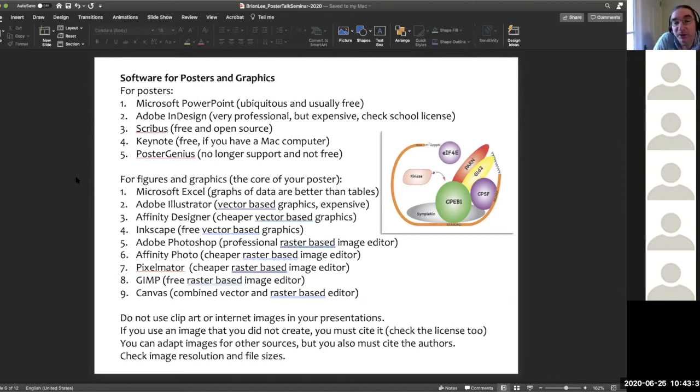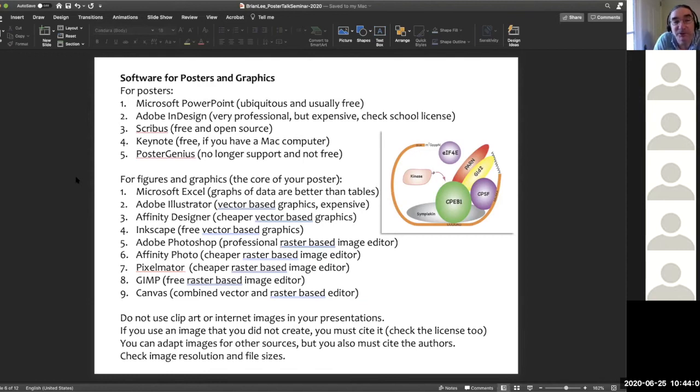If you are at a university that has a site license for Adobe products, I would recommend learning to use Adobe InDesign. It's a little more professional and is a useful way to put together a poster. Plus, you'll learn some skills that might prove useful in the future.